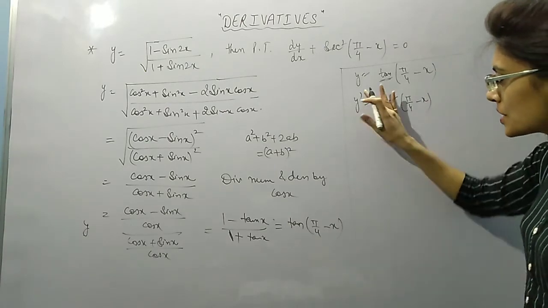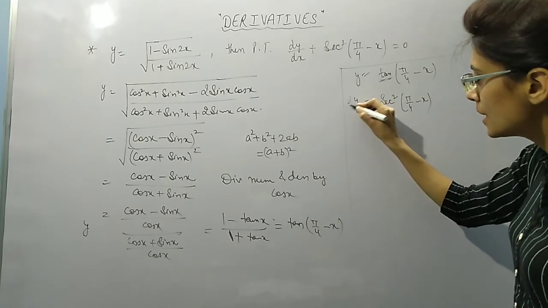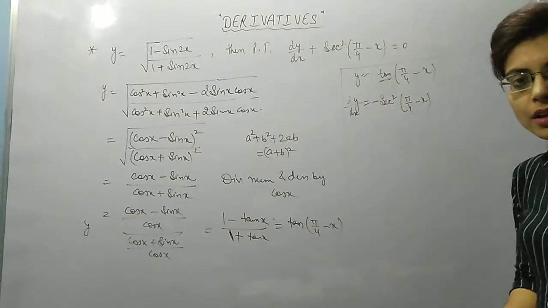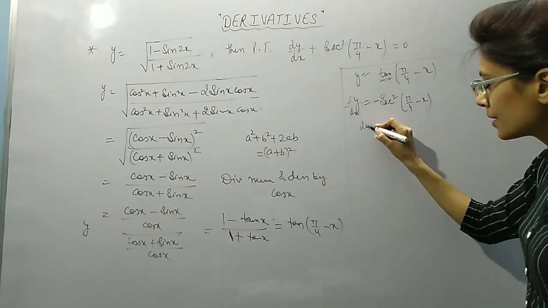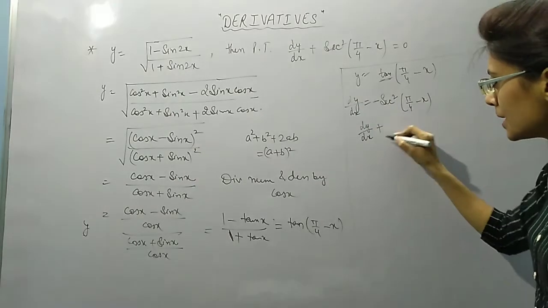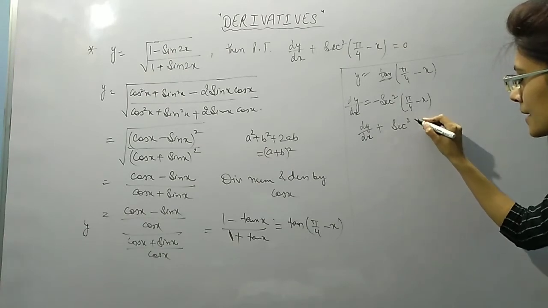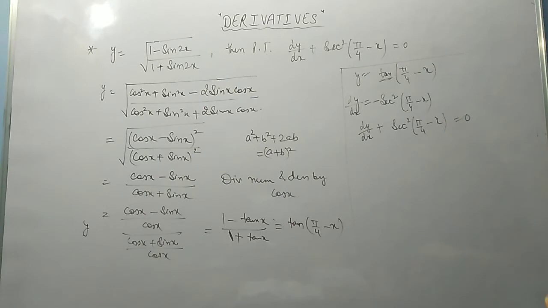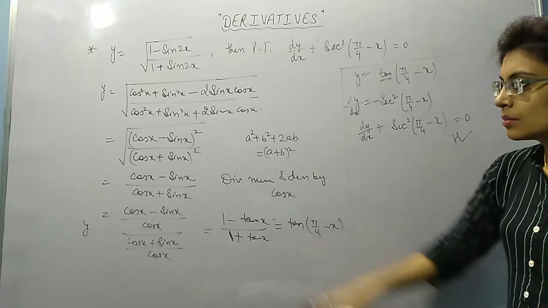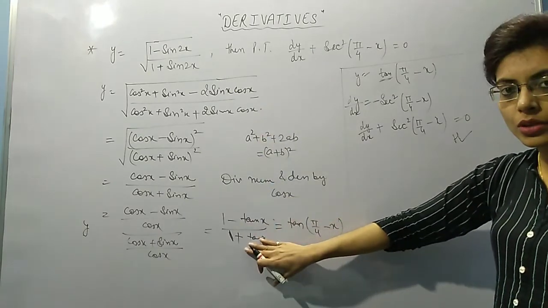Now y dash is actually what? It is dy by dx. Now transposing this term to the left hand side, we get dy by dx plus sec square pi by 4 minus x, which is equal to 0. Hence proved. I hope this sum is also clear, but remember the main 2-3 steps.